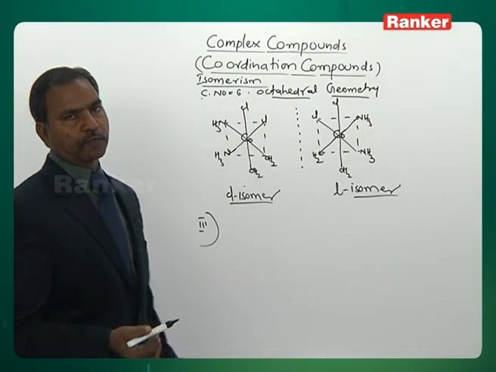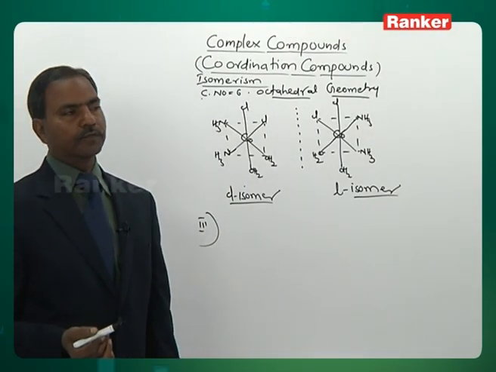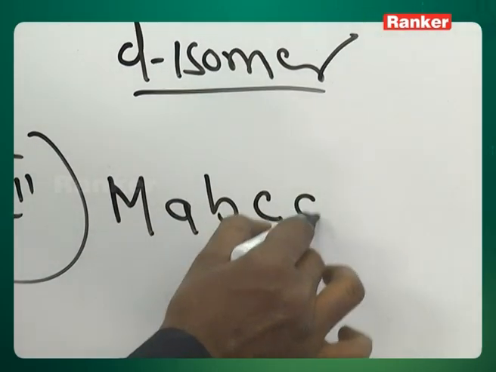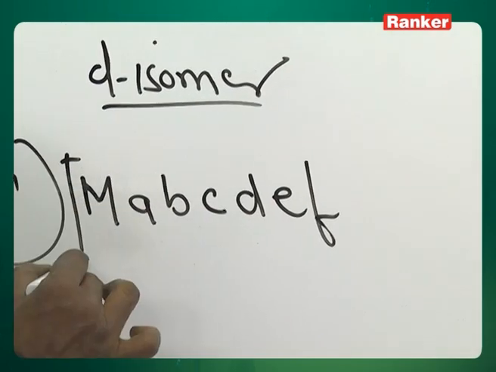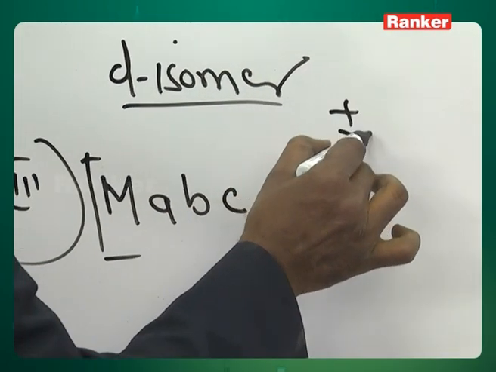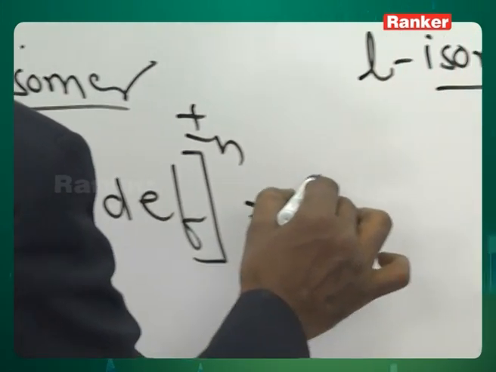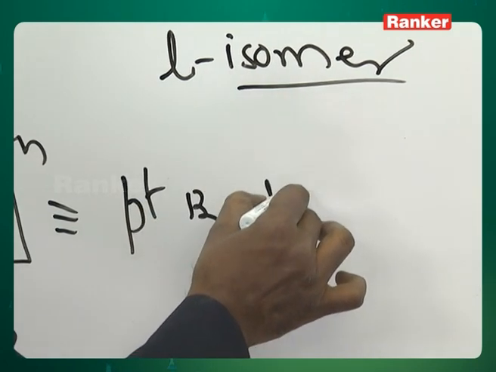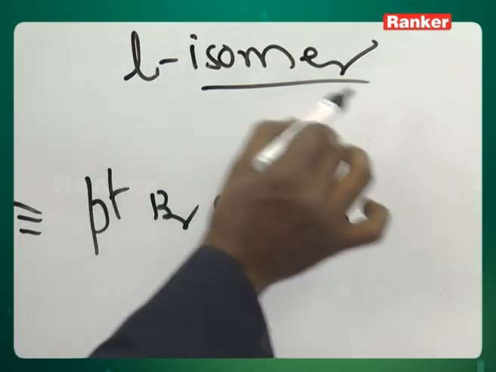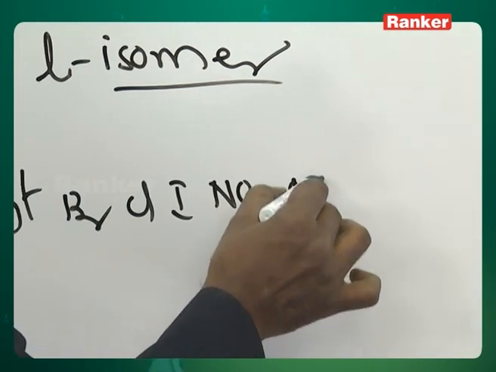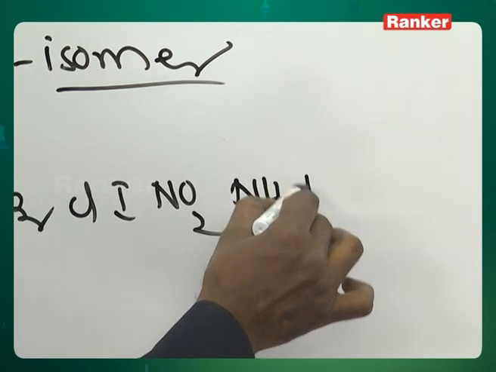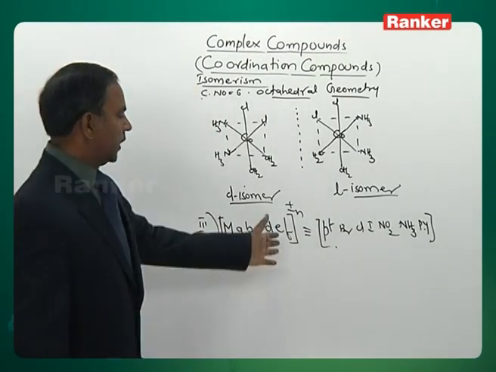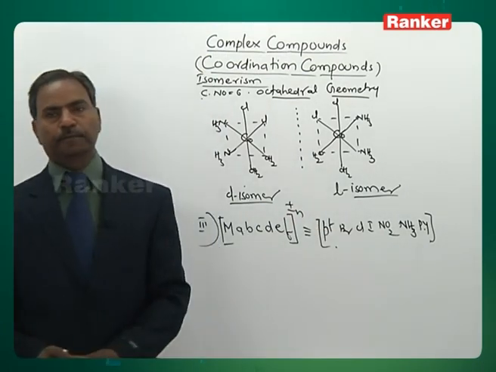Next model, the third one: MABCDEF, all six ligands are different. Plus or minus n. Take a real example: platinum with bromide, chloride, iodide, NO2, one NH3, pyridine. This is the complex. Recollect that in geometrical isomerism also, I gave this particular complex.